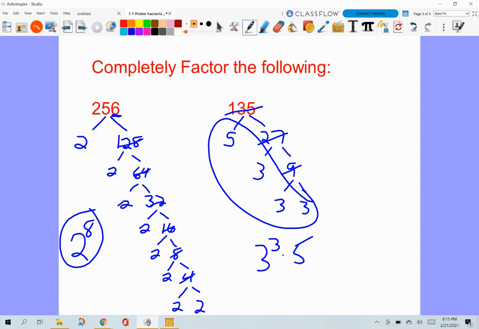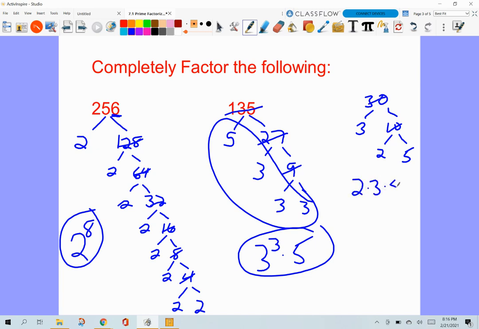Okay, that's your homework tonight, guys. Just a number, break it down to its primes. Your answers will have some exponents in them. It's also possible that if I were to break down something like 30, just to give you an example that doesn't have any exponents in it, when these are all split up, my prime factorization is just 2 times 3 times 5.